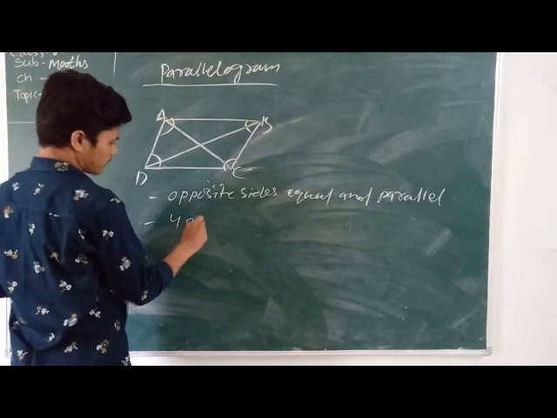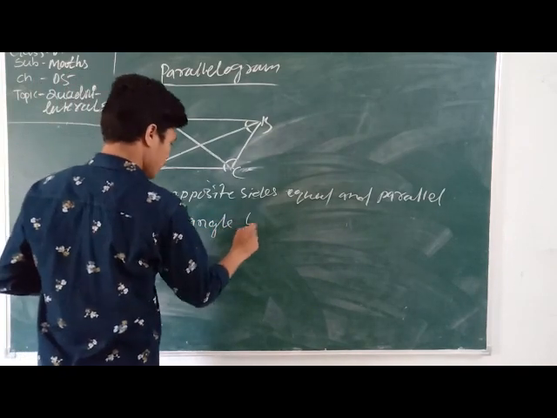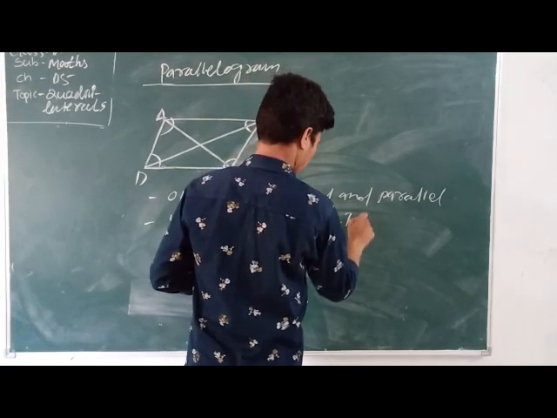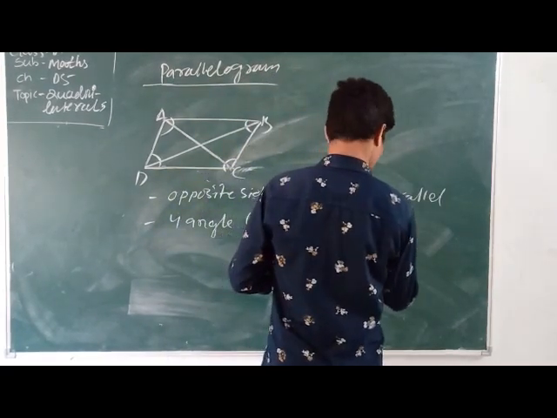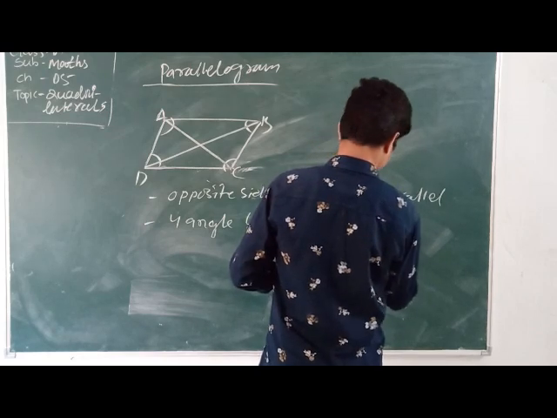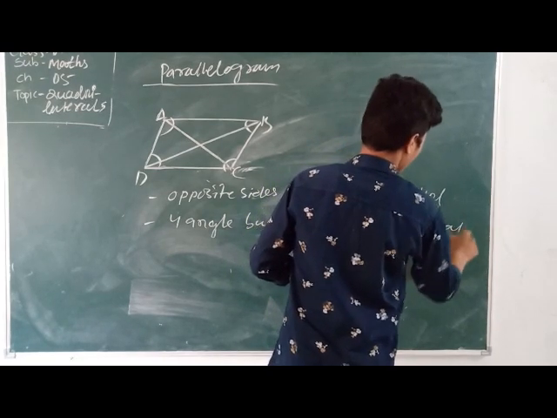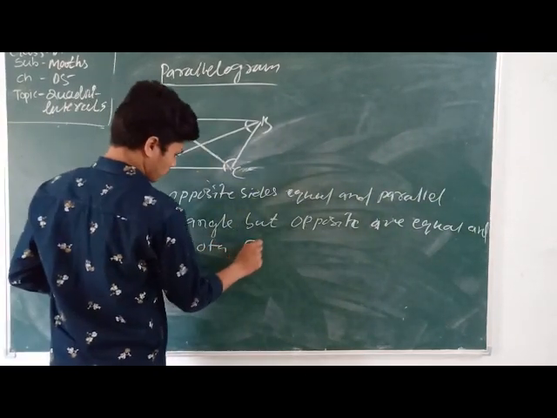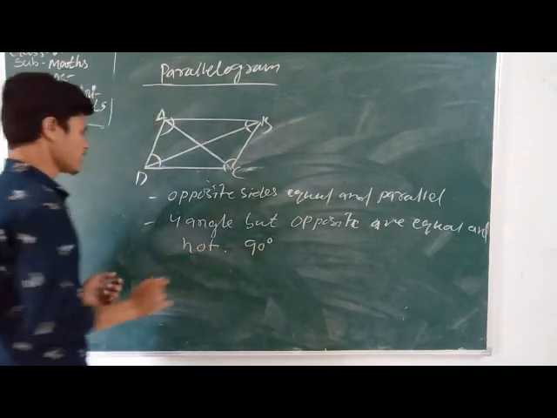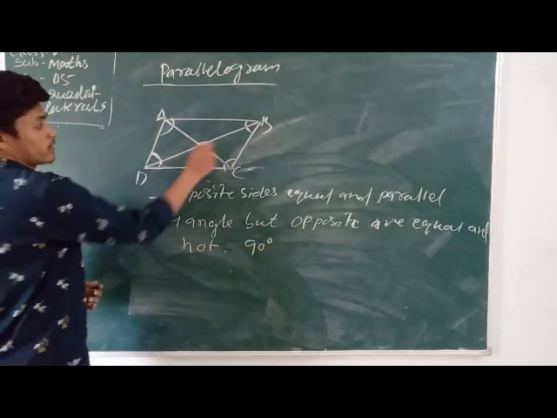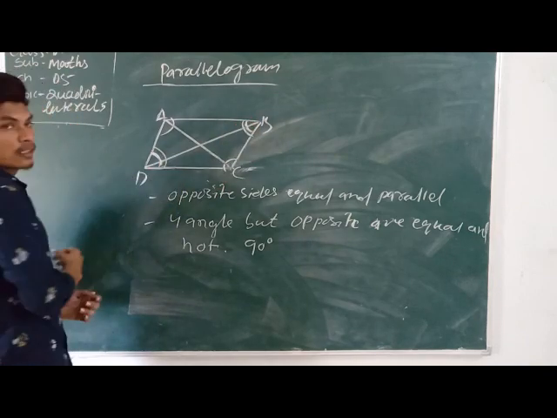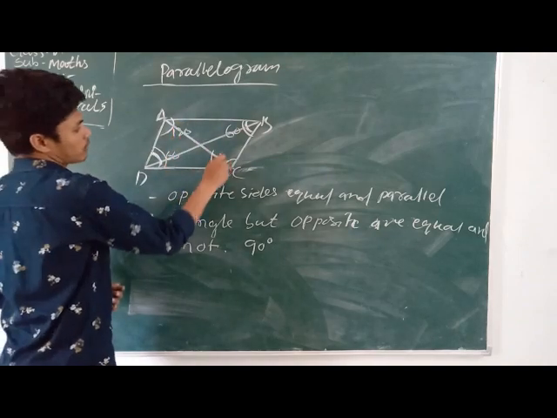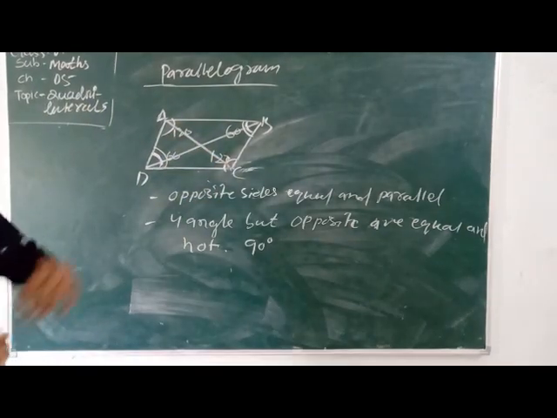Here also there are four angles, but the opposite angles are equal and not 90 degrees. That means the angles are not 90 degrees, but their opposite angles are equal. This angle and this angle are equal. If this one is 60, then this one is also 60. If this one is 120, then this one is also 120. That means opposite angles are equal and opposite sides are parallel.